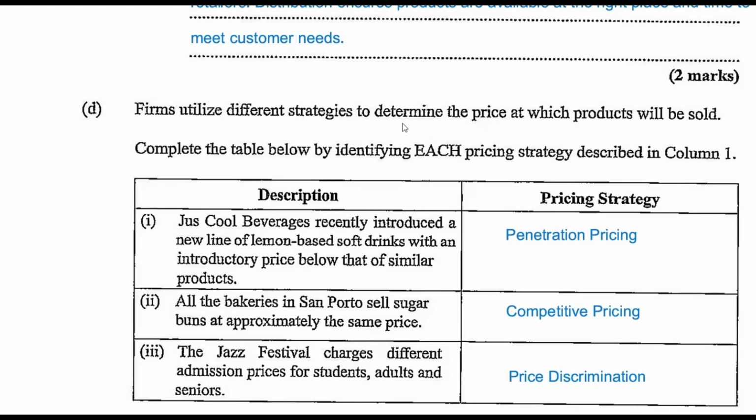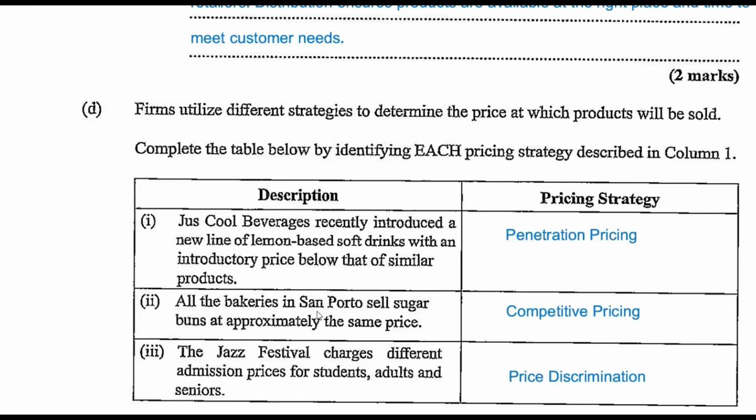Firms utilize different strategies to determine the price at which products will be sold. So complete the table below by identifying each pricing strategy described in column 1. So guys, we have the description. We need to determine what the pricing strategy is. Number 1, Just Cool Beverages recently introduced a new line of lemon-based soft drinks with an introductory price below that of a similar product. And when they introduce products into the market at a price below similar competitors, this is called penetration pricing.